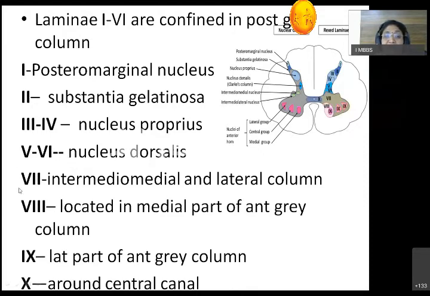Seventh lamina denotes the nuclei which are present in the lateral horn. Eighth lamina denotes all the nuclei which are present along the medial part of the gray column, whereas the ninth corresponds with all the nuclei which are present in the lateral part of the gray column, and the 10th lamina corresponds with the area around the central canal.